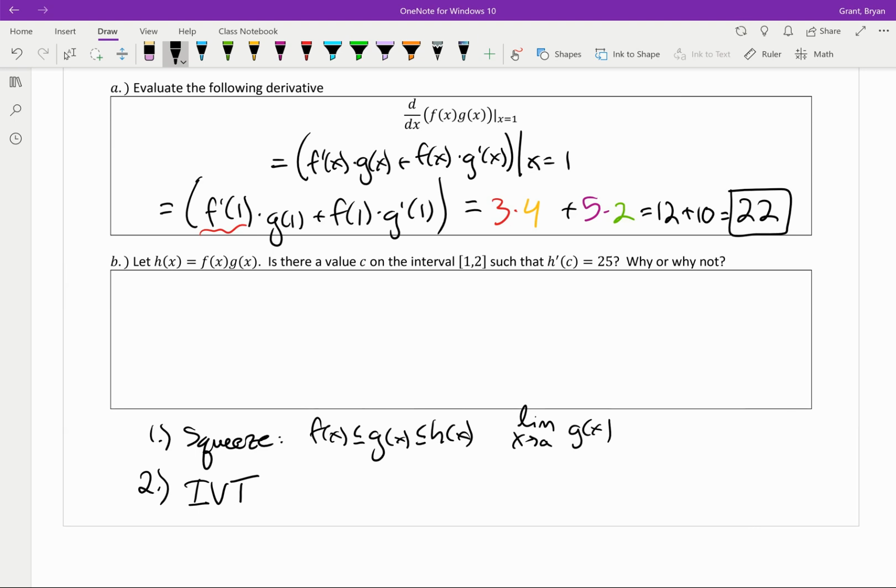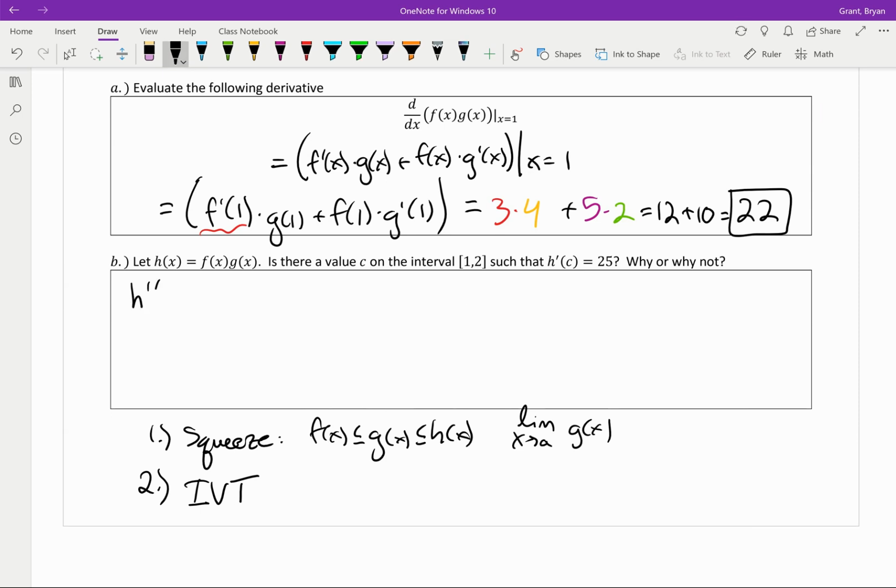They're trying to guarantee a value on h prime. Well, this is a little bit different. We're stepping up the IVT here. We have h of x, but we're not trying to guarantee that when we plug c into h of x it's 25. We're trying to guarantee that when we plug c into h prime it's 25.